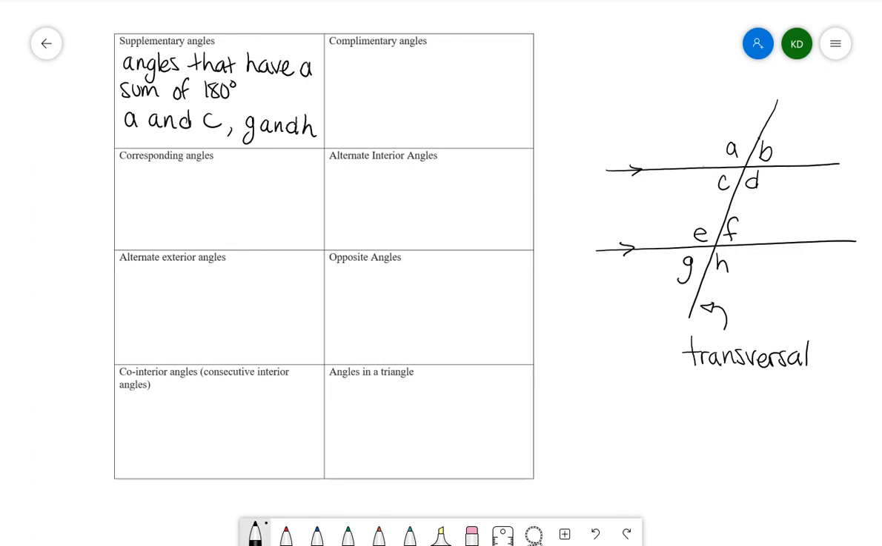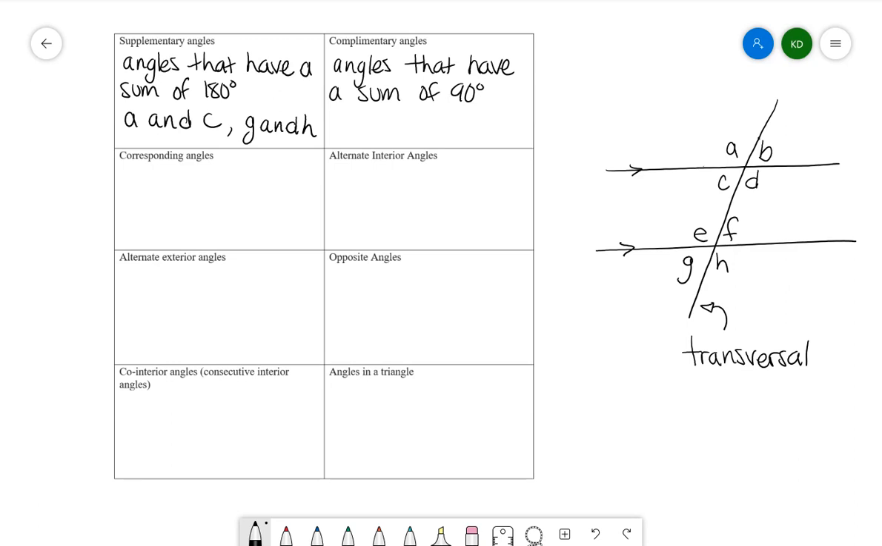Complementary angles we don't talk about very often when it comes to parallel lines and transversals, but they are angles that have a sum of 90 degrees. For this one, I don't actually have an example of that in my diagram on the right. Because this transversal doesn't cut across the parallel lines at an angle of 90 degrees, none of those angles will be 90.